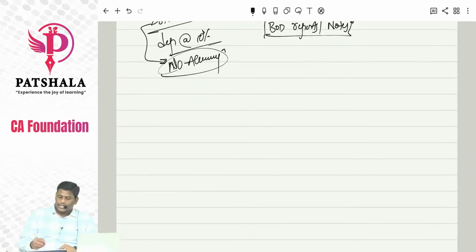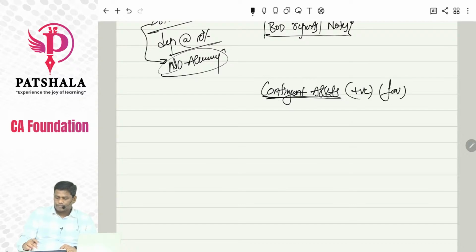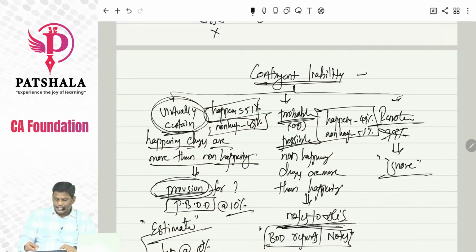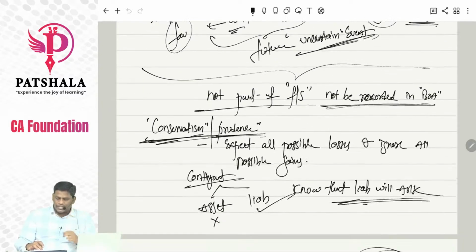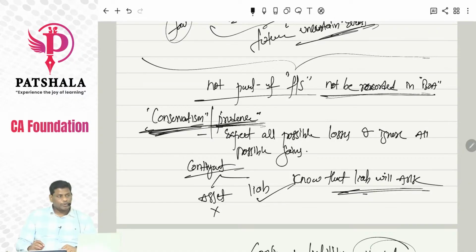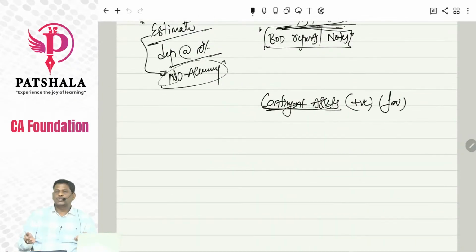Then similarly you will get contingent assets. Contingent assets are positive, favorable for us. Contingent liability is negative, unfavorable for us. As I explained, as per the conservatism or prudence principle, we have to expect all possible losses and ignore all possible gains. So if you are going to get anything in future, say a case, we are going to win the case, what happens then? It is an asset. Do you have to make any provision?